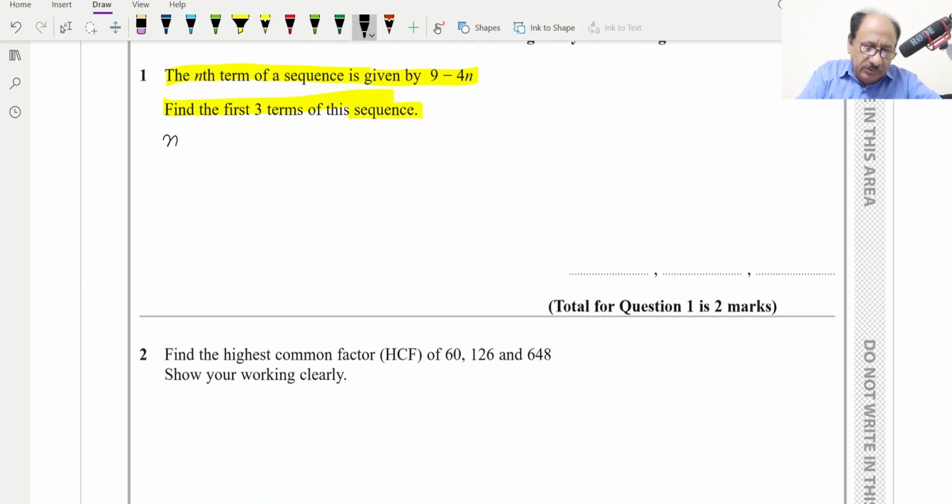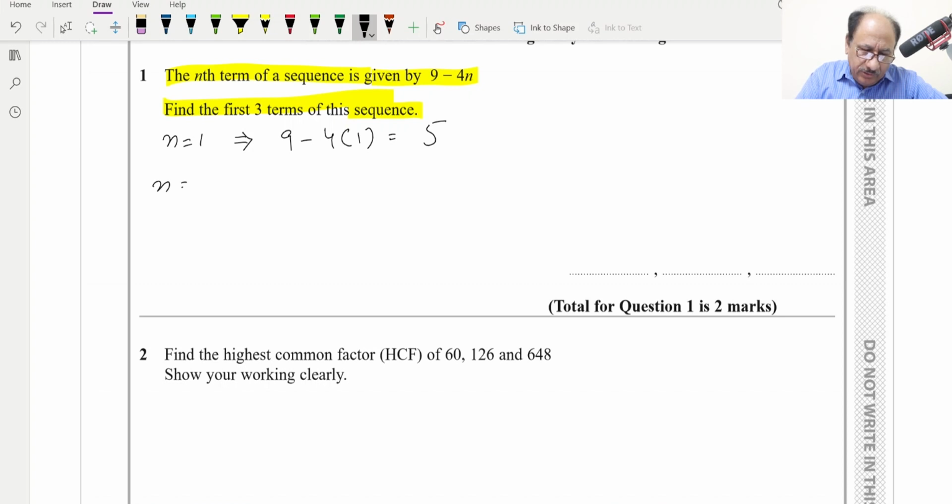So for each term we will be replacing the n value. If n is equal to 1, this implies 9 minus 4 into 1, which is 9 minus 4, which we can directly write as 5. So this will be the first term.